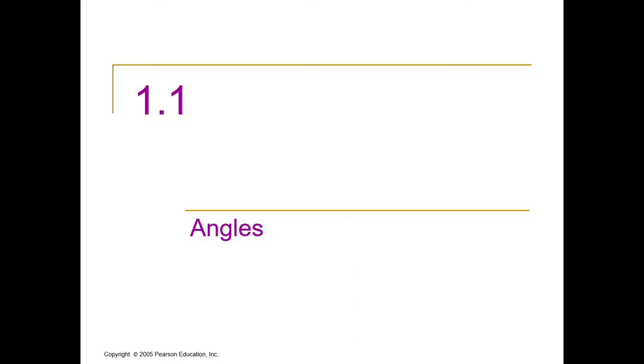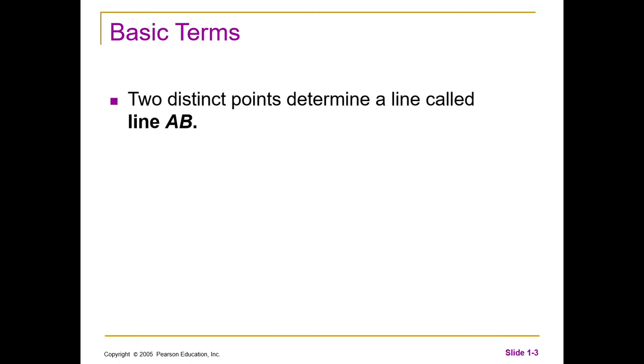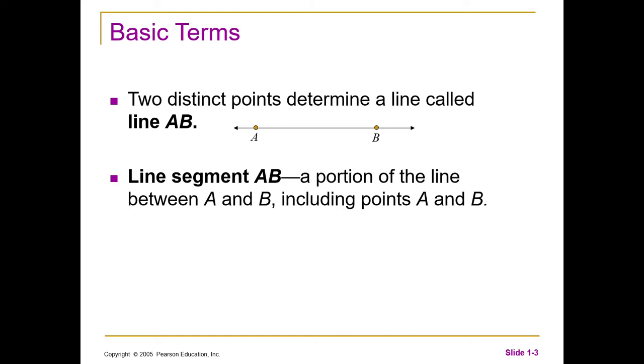So we are going to discuss angles. Basic terms: two distinct points determine a line, called line AB. So from point A to point B, that is line AB. Line segment: a portion of the line between A and B, including points A and B.